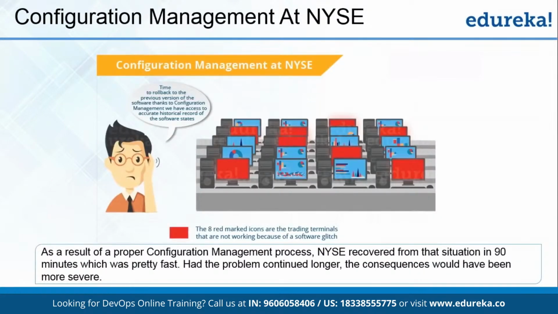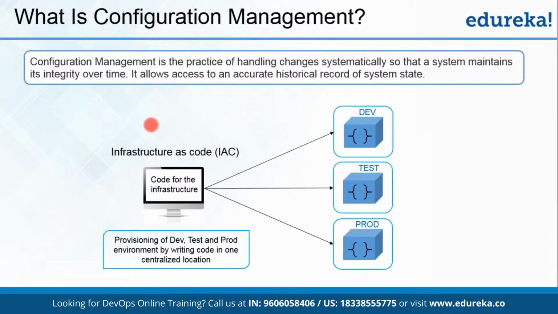So we'll move forward and we'll see what exactly configuration management is. So what is configuration management? Configuration management is basically a process that helps you to manage changes in your infrastructure in a more systematic and structured way. If you're updating a software, you keep a record of what all things you have updated, what all changes you are making in your infrastructure, all those things.